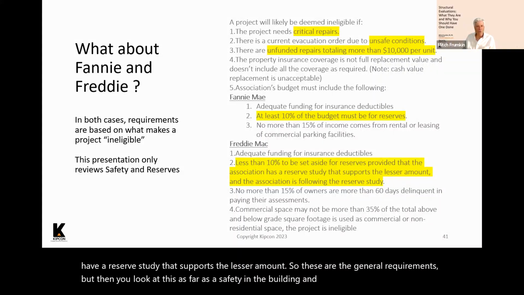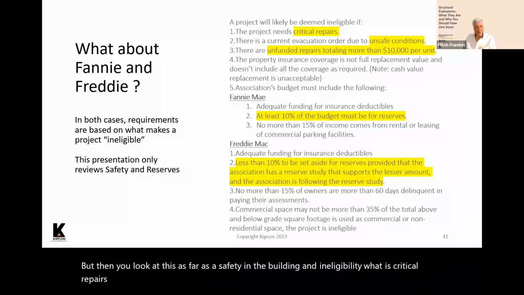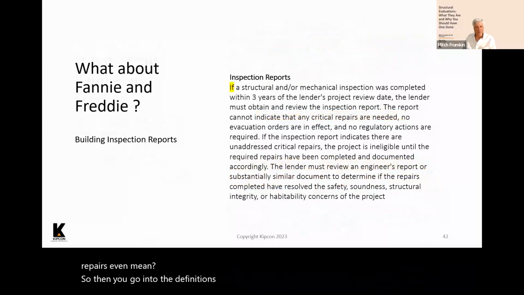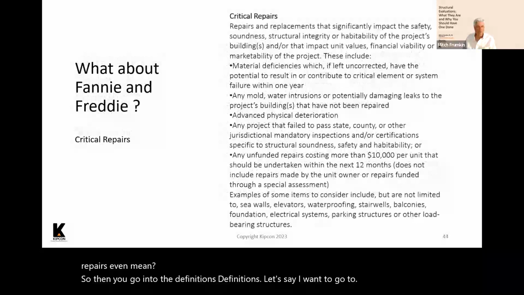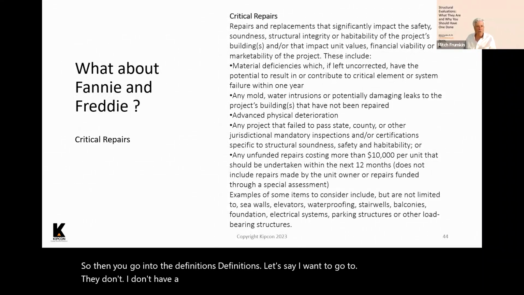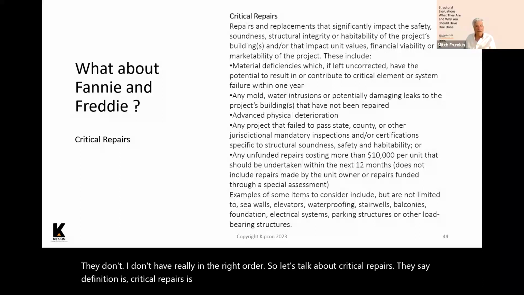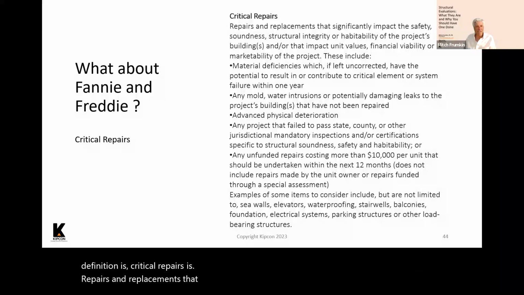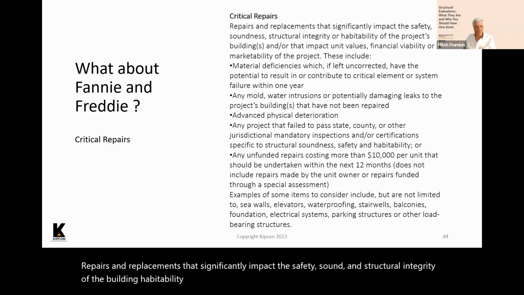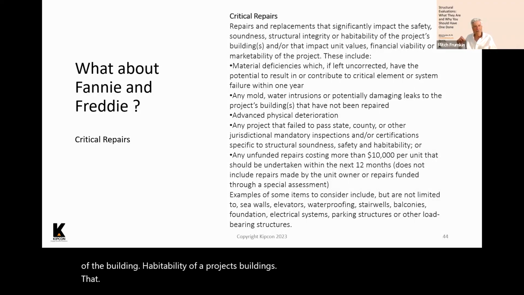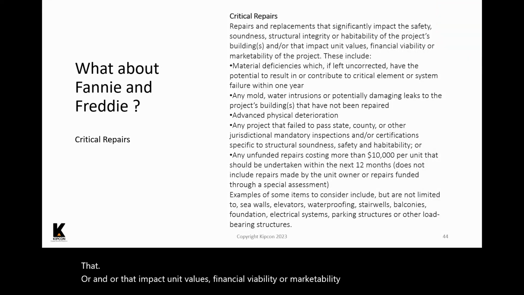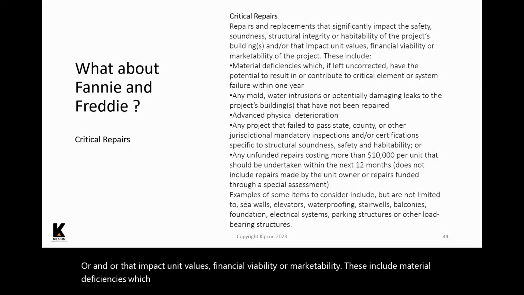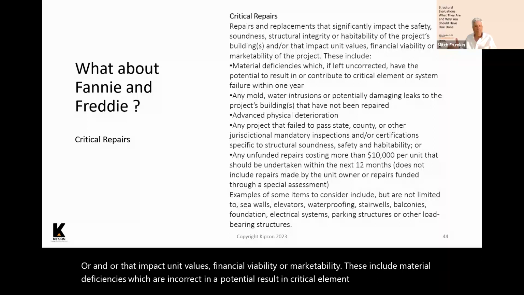But then you look at this as far as safety in the building and ineligibility. What does critical repairs even mean? So then you go into the definitions. Let's talk about critical repairs. They say the definition of critical repairs is repairs and replacements that significantly impact the safety, soundness, and structural integrity or the habitability of a project's buildings, or that impact unit values, financial viability, or marketability. These include material deficiencies which, uncorrected, could potentially result in critical element failure, mold, or water intrusion.